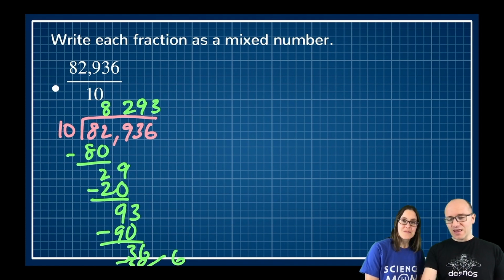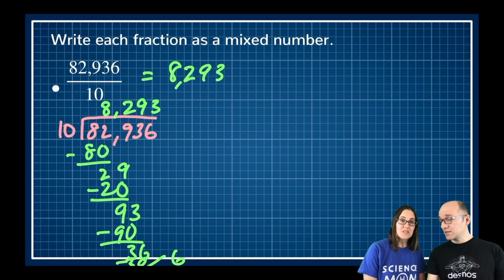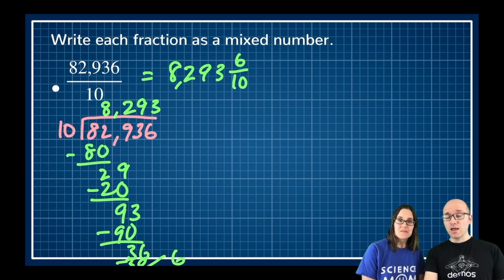Okay, so we got 8,293 with a remainder of 6. 6 over 10. So 6 parts out of 10.